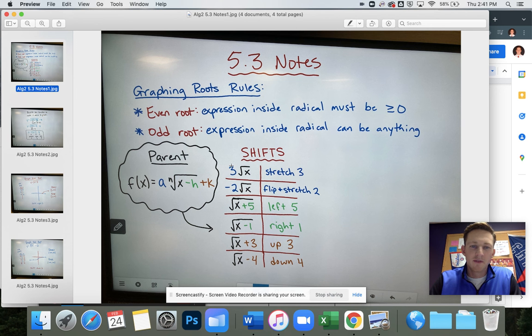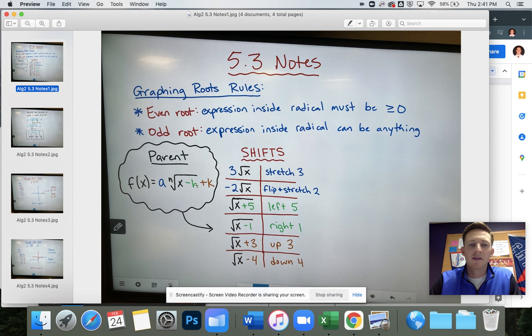So this A right here, if we had a 3 on the outside, it's a positive 3, so it's going to stretch 3. It's a -2, the negative flips it upside down, and then the 2 would stretch it 2 still. So the number stretches it, and if it's a negative, it flips upside down.